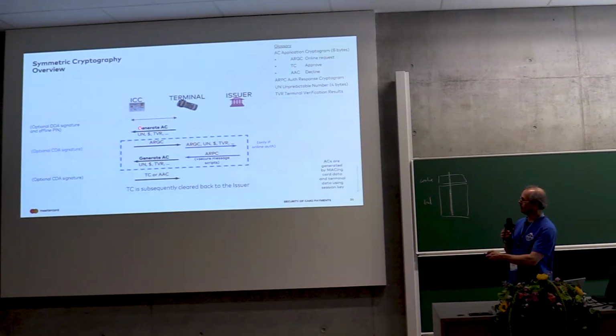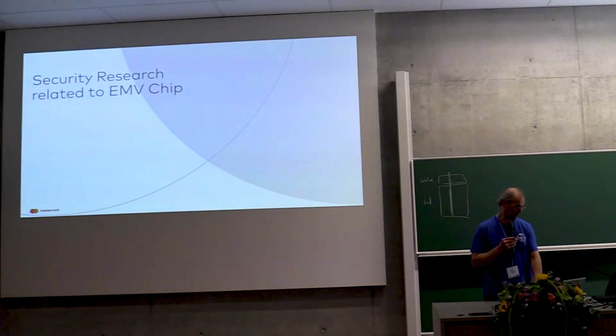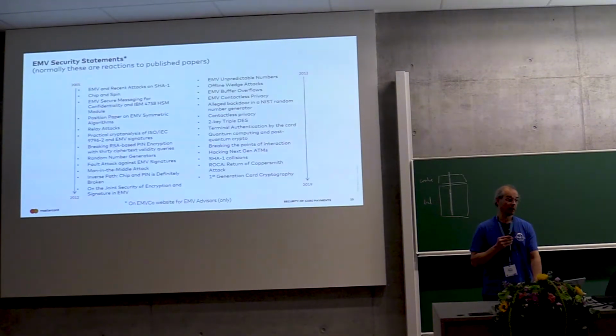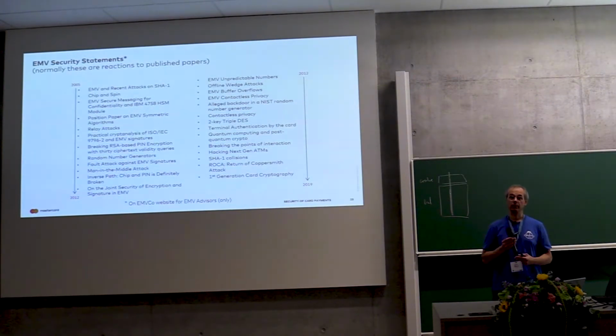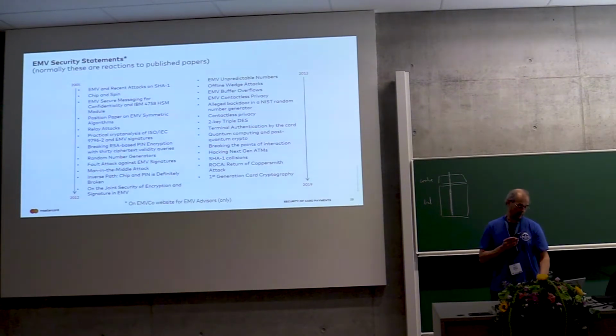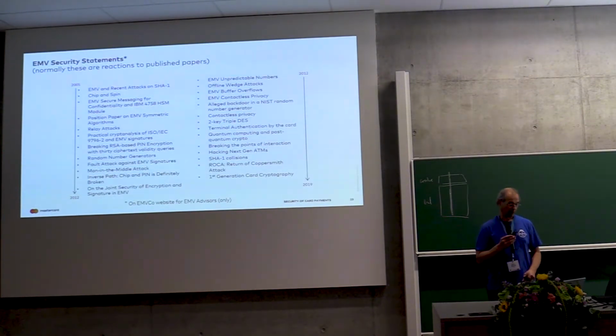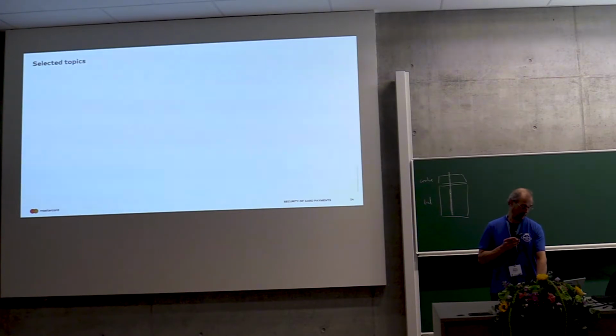Again, there's this unpredictable number, which I will explain a bit more in a minute. So there's been lots of security research. I say security research. Some of these papers are fashioned more as attacks on EMV. And over the last 20 years, there's been a lot of them. Some of them more serious than others. Some of them relevant to EMV, some of them not really relevant to EMV. And I'll just describe some of them on the next slide.